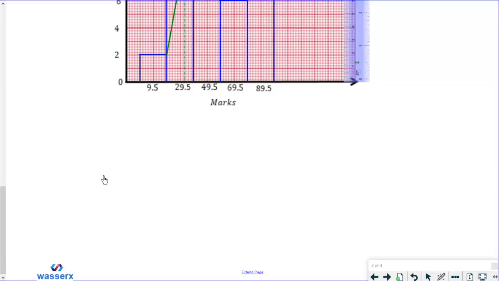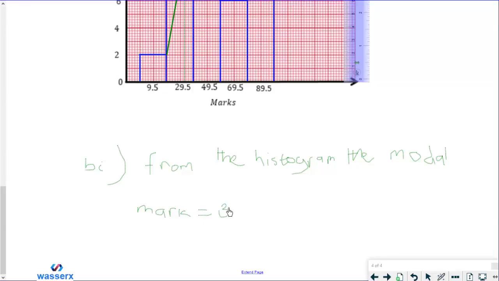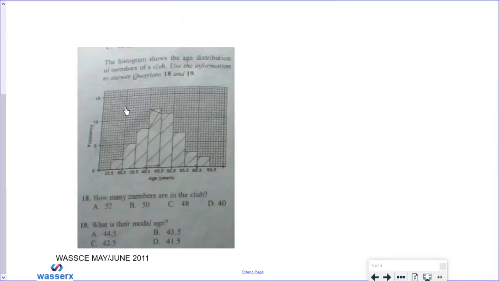So from the histogram, the modal mark is equal to 32.